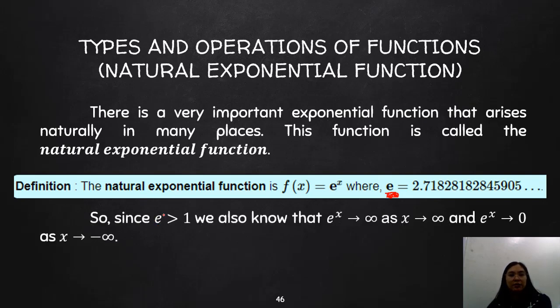So, since the value of your e is greater than 1, we will also know that e raised to x will approach infinity as x approaches infinity, and that e raised to x will be equal to 0 as x approaches negative infinity. So what does this mean? Pag maglalagay ka ng value of x from infinity, so that will be greater than 1, yung value ng e raised to x mo mag-approach siya sa infinity, and habang yung value ng x mo is negative infinity, yung value ng e raised to x mo ay mag-approach siya sa 0.